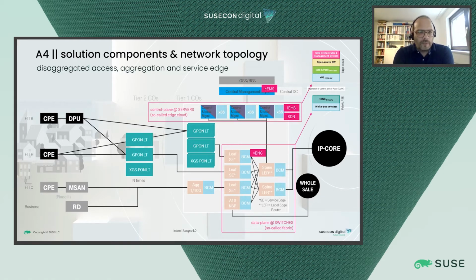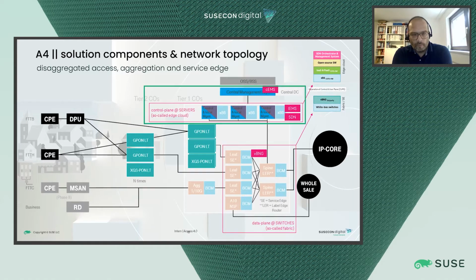If you take a look at the left side, you have the customers with their fiber to whatever. It's fiber to the home, fiber to the building, or fiber to the customer set up on the left side. You have the devices on the customer's end, and the lines from there will be aggregated and end up in one of our 900 places all over Germany. There we will run basically a virtual BNG. And from there will be the connection to our IP core.